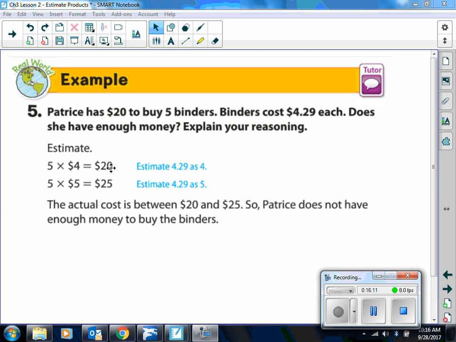Is everybody with me? The actual cost is between $20 and 25 cents. So if we rounded this to $5, that would be $5 times 5 binders, that's 25. So the actual amount is between 20 and 25. So does she have enough money? Patrice does not have enough money to buy the binders. Okay? And that's because it's between 20 and 25. That's how much it costs. But she only has 20. Is everybody clear? All right. Very good.